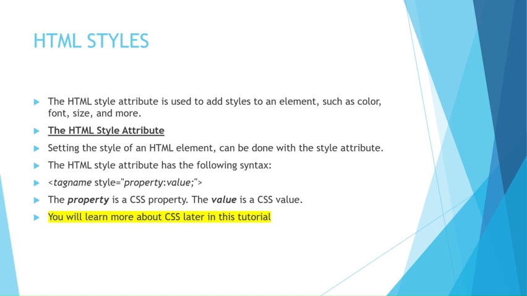Setting the style of an HTML element can be done by the style attribute. The HTML style attribute has the following syntax: tag name, style equals to property colon value. The property is a CSS property. The value is a CSS value. You will learn more about CSS later in this tutorial or in our next video.